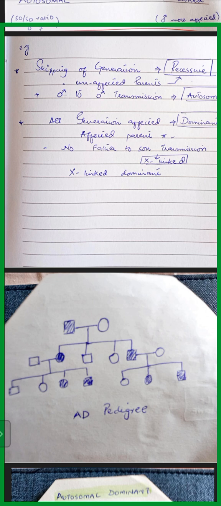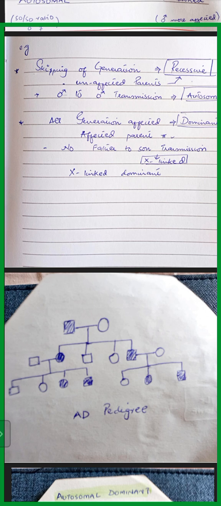Look, the first father is transmitting to his son, and the son, when he got married, towards the left side, also transmitted to his son. So male to male transmission is present, and on the other side, even the female is also transmitting to the offspring, but male to male transmission is present.